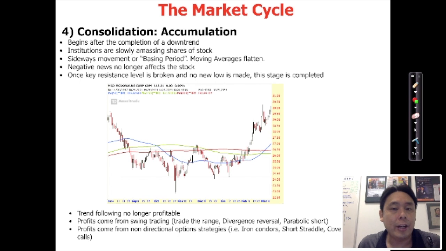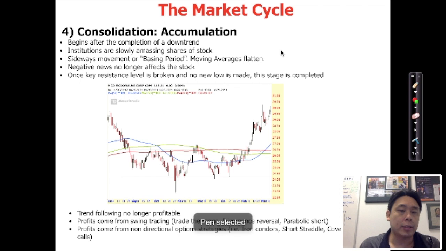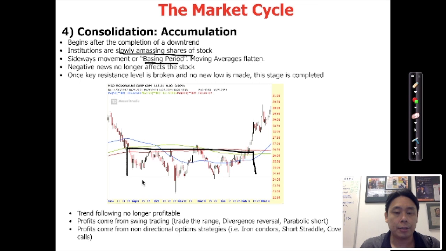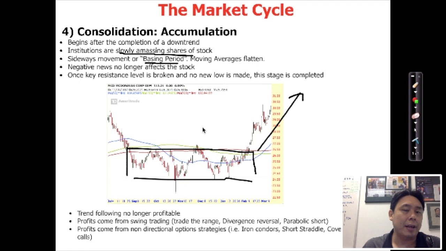Okay, so now we come to the consolidation accumulation phase, and this begins after a downtrend. And during this phase, you find that institutions or the big boys are slowly amassing shares of stock. So this is when the institutions accumulate shares slowly, right? Not fast enough that people start to realize it, but slow enough that the price moves sideways. So we also call this the basing period because the market builds a base, a foundation, before eventually breaking out again, okay?